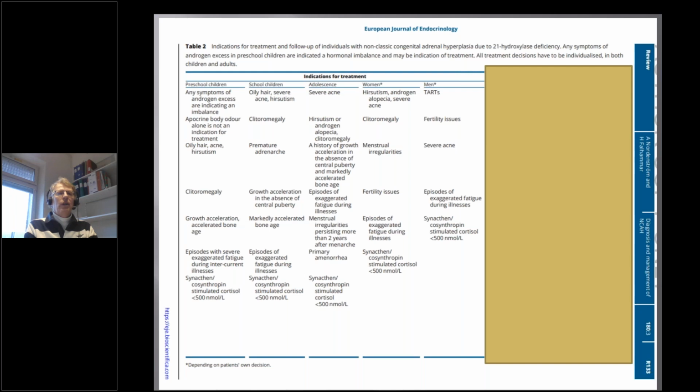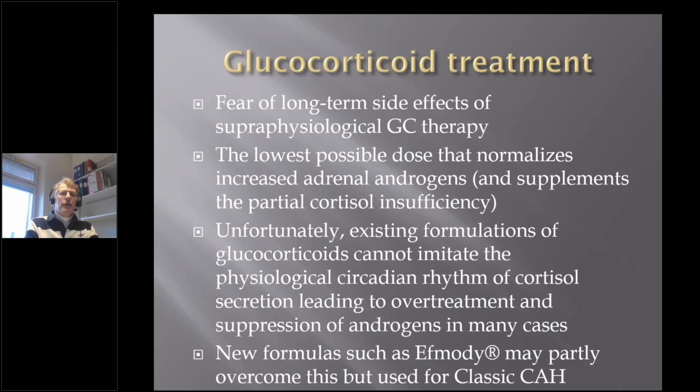So here is another schematic table. When should you start treating? Well, basically in children, if you have growth issues, and the more symptoms, the more you're prone to start them on treatment. And the same for adults. So there are fears of long-term side effects when you give supraphysiological glucocorticoid therapy. So you should strive to give the lowest possible dose that normalizes the increased adrenal androgens, and supplement if there is a partial cortisol insufficiency.